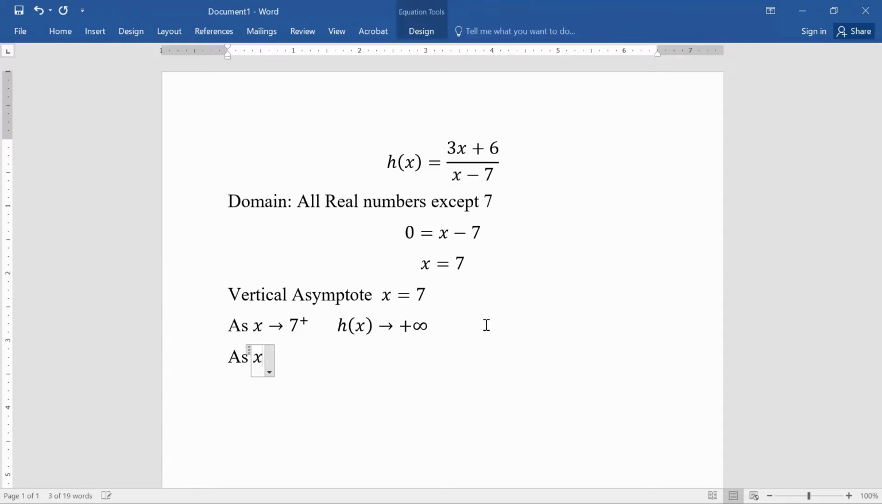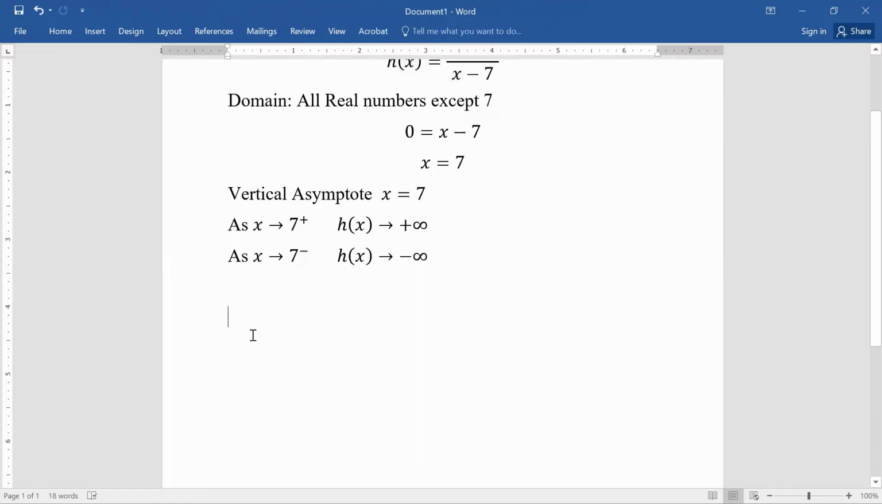As x approaches 7 from below, my function h of x approaches, well, the denominator is going to be a negative. This is going to be a positive. So positive divided by negative becomes a negative, and it turns out we get negative infinity. So that's how that vertical asymptote works. Now let's take a look at finding the critical values and critical points.